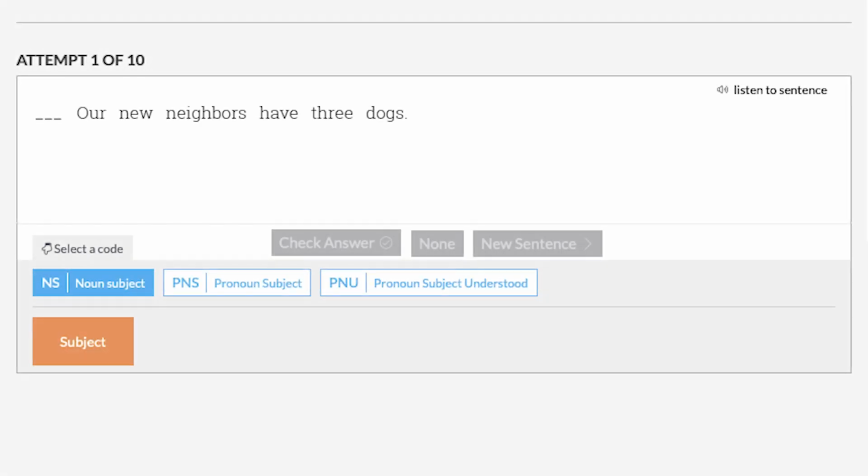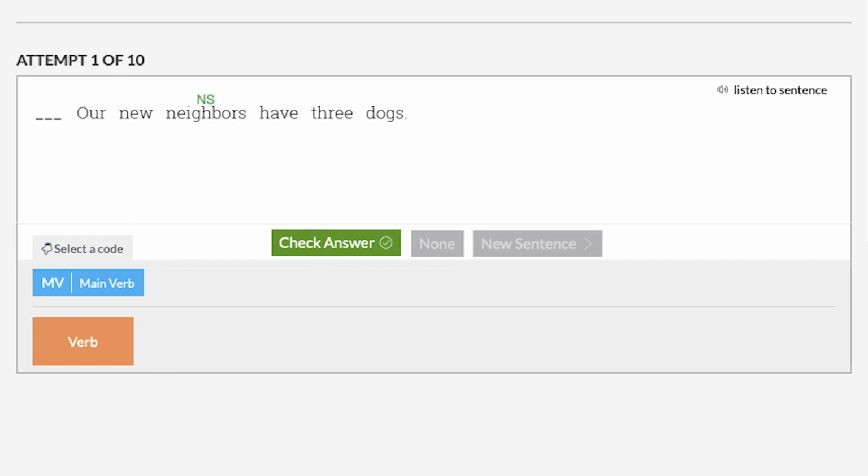An example of a sentence with 3 one-word adjectives. Our new neighbors have 3 dogs. Whom are we talking about? Neighbors. Neighbors is the noun subject. What about the neighbors? Neighbors have. Have is the main verb.